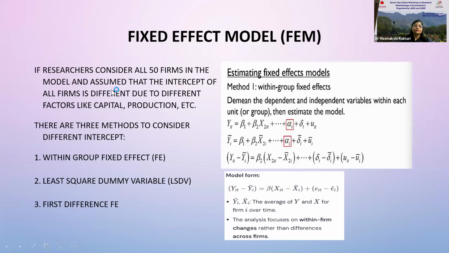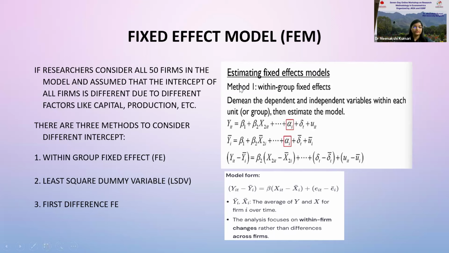So if you consider all 50 firms in the model and assume that the intercept of all firms is different due to different factors like capital, production, etc., then we discuss the fixed effect model. Here in the fixed effect model, we have three methods. One is within group effects. Second is LSDV, that we call least square dummy variable, and third is first difference effect. Quickly, I will explain this.